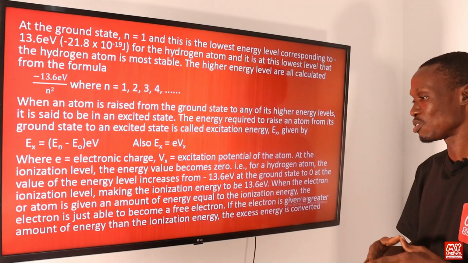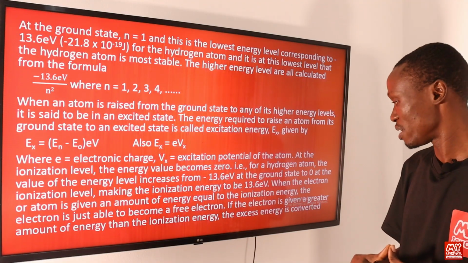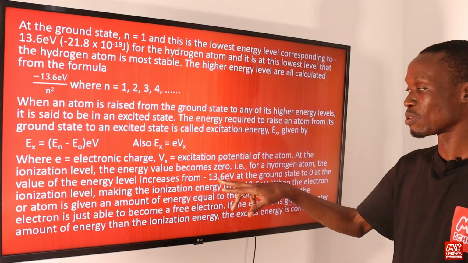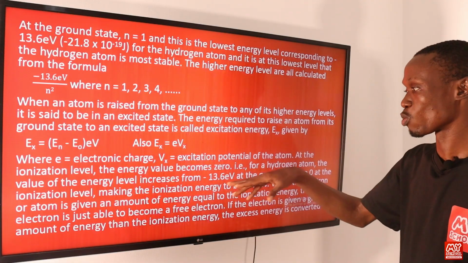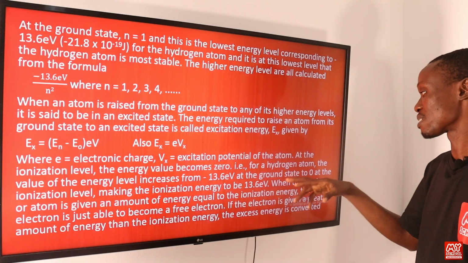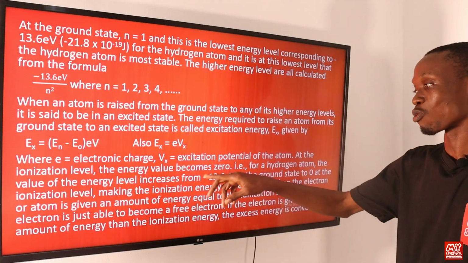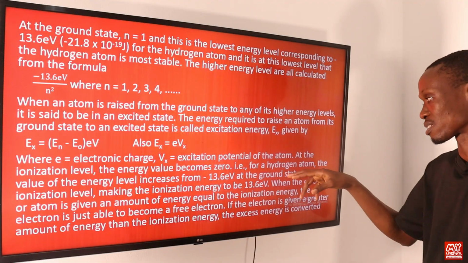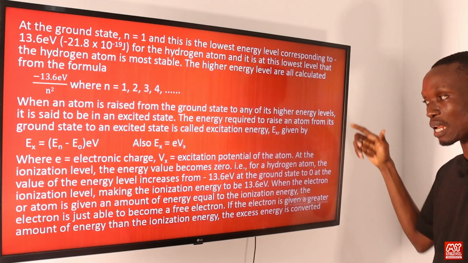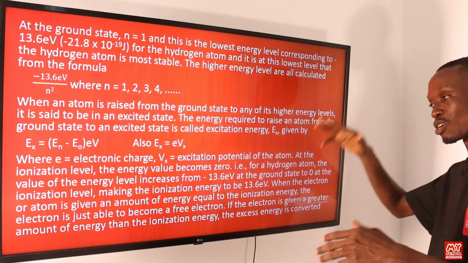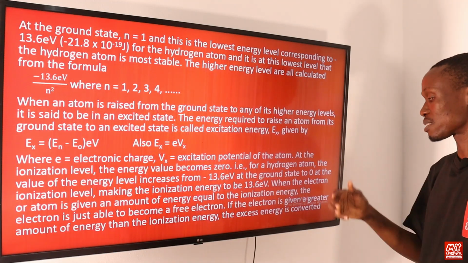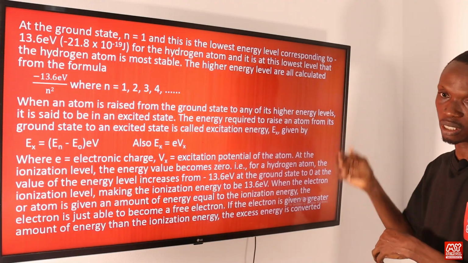If the electron is given a greater amount than the ionization energy, the excess energy is converted. So basically, what happened here is just like dealing with your number line. You actually move 13 steps to your right, so that at the ground state, that is when the energy level increases from minus 13.6 eV to 0, you move just like you are moving on your number line from minus 13.6 towards 0. So basically that is what is happening here. Let's move to the next slide.